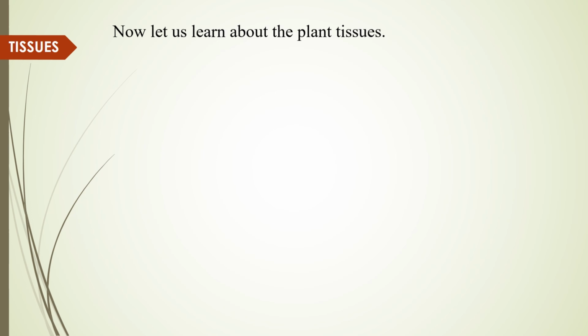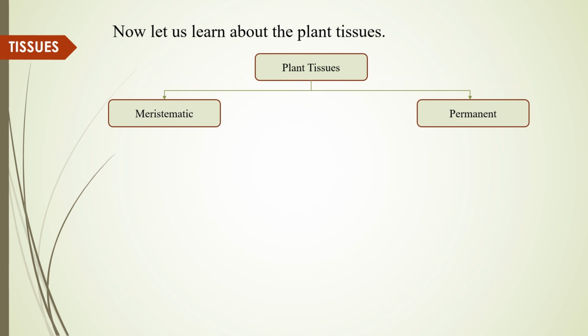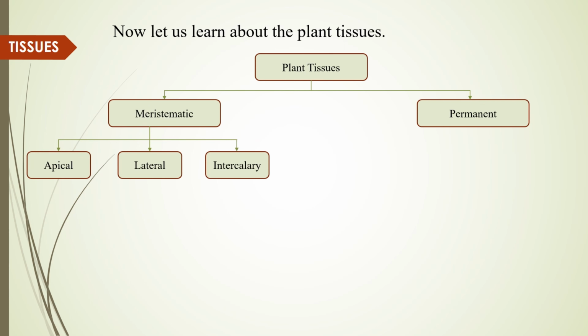Now, let us learn about the plant tissues. Flowchart of the plant tissue. Plant tissues are mainly divided into two types. First one is the meristematic tissue and second one is permanent tissue. Meristematic tissue is again divided into three types. First one is the apical meristem, second one is intercalary meristem, third one is lateral meristem.